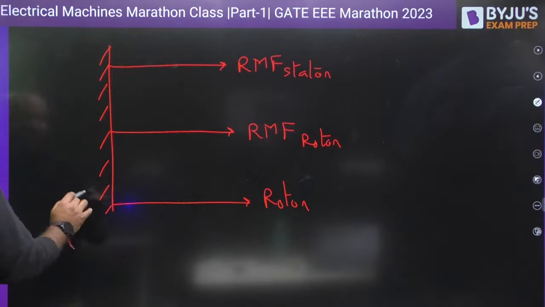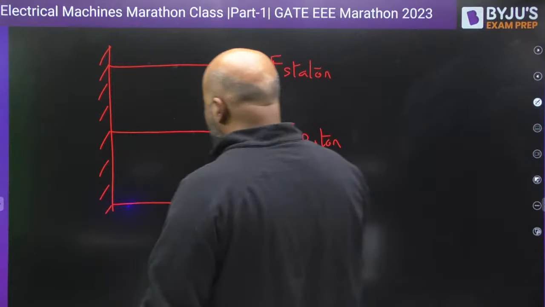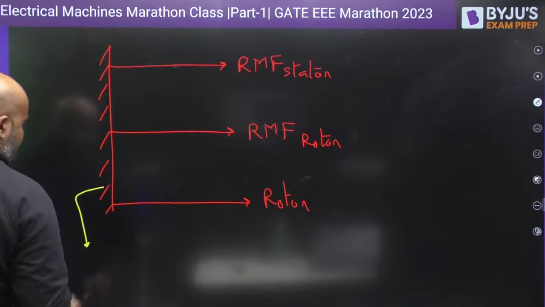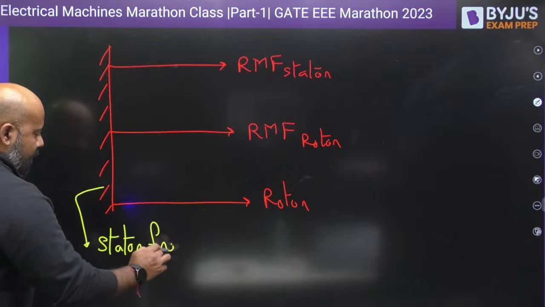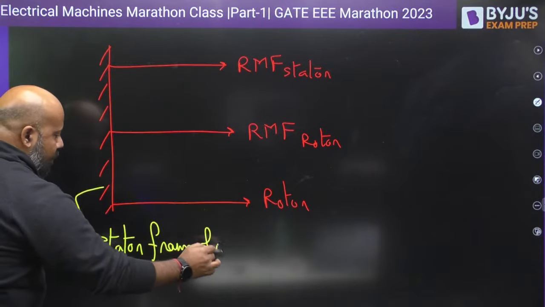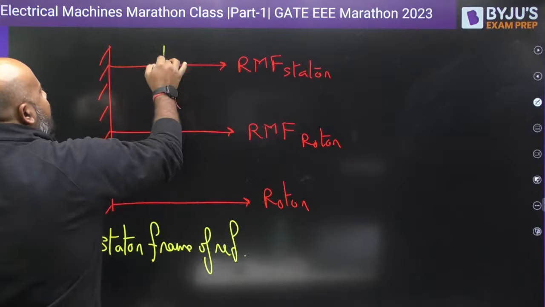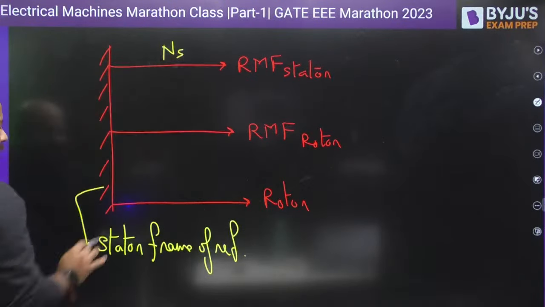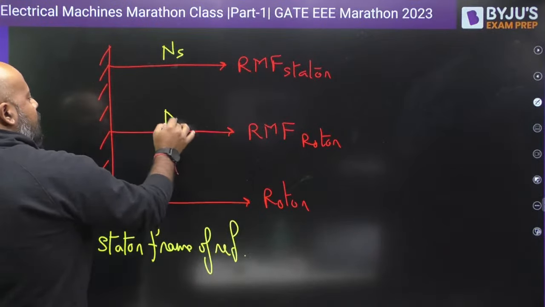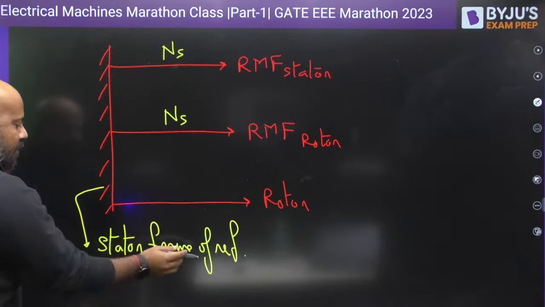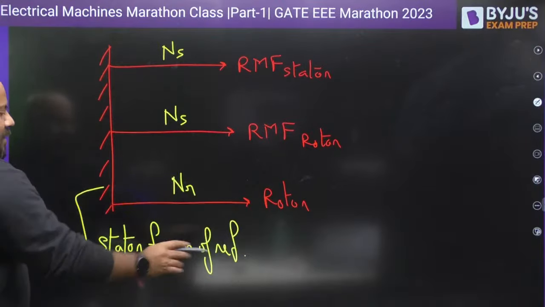So if this is a fixed reference, suppose it is the stator or a stationary reference, because the stator is going to be stationary, so this is a stator frame of reference. The rotating magnetic field of the stator is rotating at synchronous speed with respect to the stator frame of reference. The rotating magnetic field of the rotor is also rotating at the synchronous speed with respect to the stator frame of reference, and the rotor is rotating at NR speed with respect to the stator frame of reference.